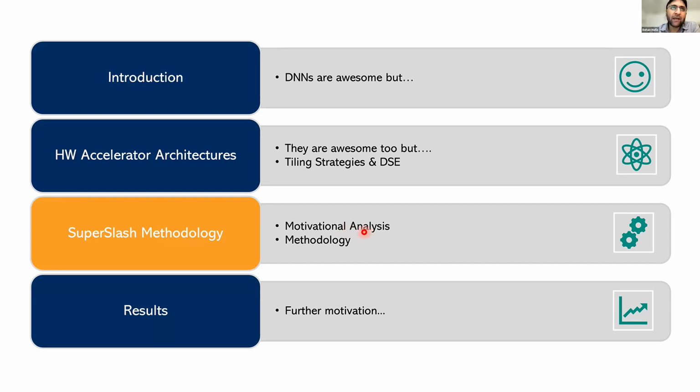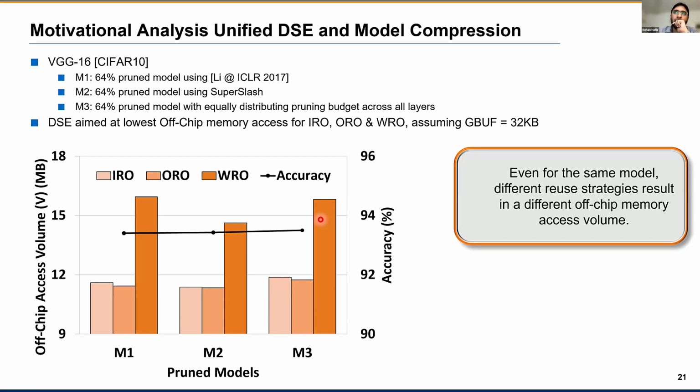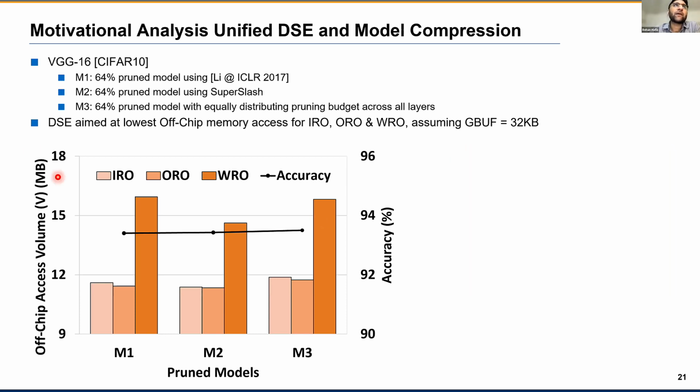So moving on, now we will move on to the SuperSlash methodology, and the main takeaway of this talk would be this motivational analysis. If you look here on the slide, we are showing you the VGG16 model, which was trained on CIFAR, and afterwards we generated 3 models out of it.